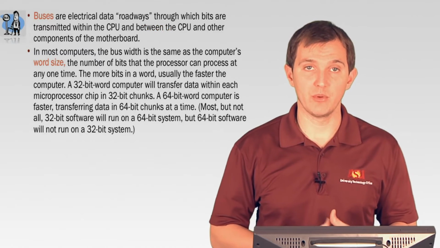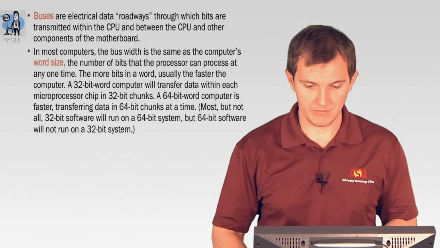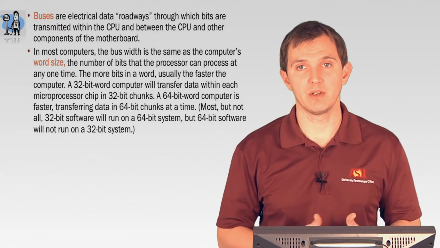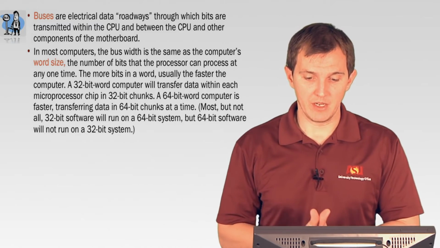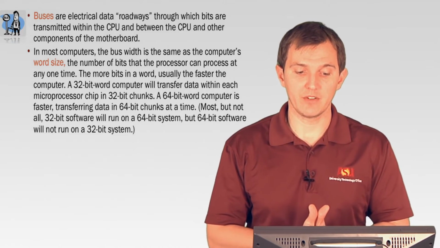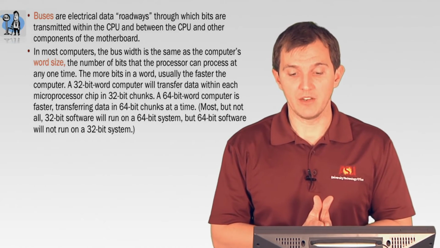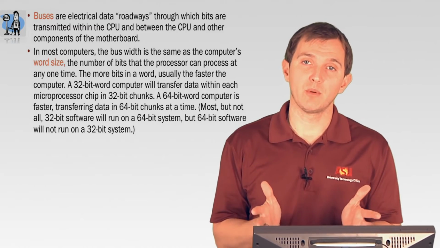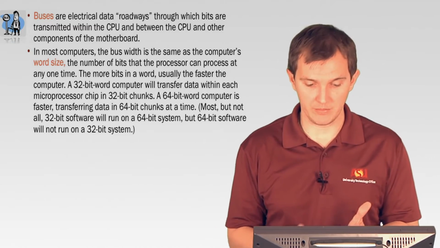Buses are those roadways through which bits are transmitted, as we've said many times. And then we talk a little bit here about the difference between 32- and 64-bit computer systems. You've probably heard that now there's Windows 32-bit and Windows 64-bit. The difference is the amount of data that can be transferred on those buses, in that a 32-bit word computer will transfer data in 32-bit chunks, and the faster version now is obviously 64-bit chunks. 32-bit software will run on 64-bit systems, but 64-bit software cannot run on a 32-bit system.